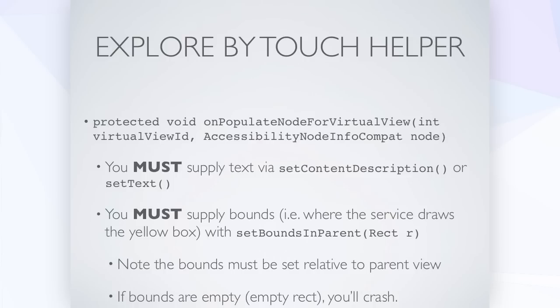And note that your bounds must be relative to the host view, to the parent view, so to my dot view in my case. If you are an iOS developer and you're used to doing accessibility over there, you'll know that bounds for your custom views are set in screen coordinates. So this is an important thing to know if you're working on both platforms, is that for Android, you're setting in the host coordinate system and they take care of any weird conversions for you.